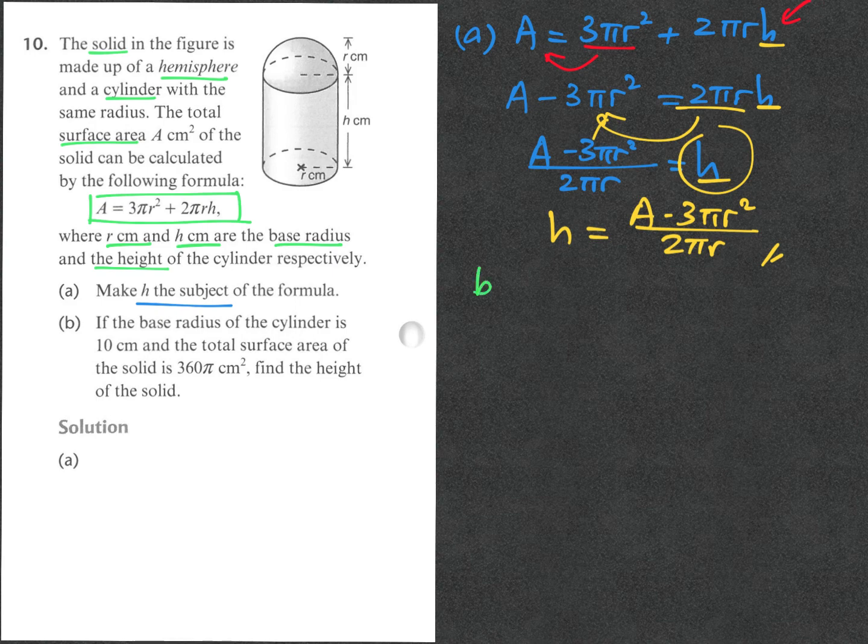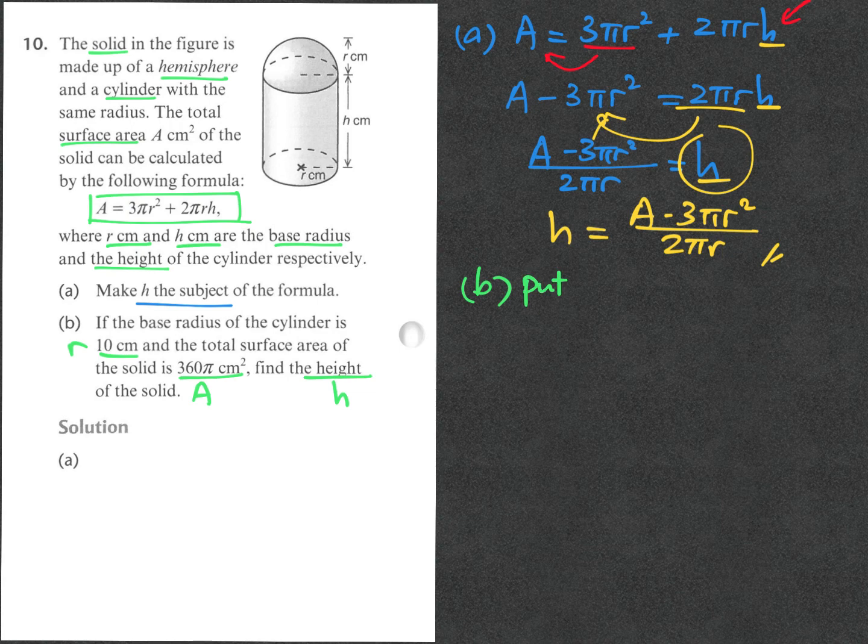Next, we come to part B, which is talking about if the base radius is 10, that means it's about r, and the total surface area, that is your A, is 360 pi, and you want to find the height, which is h. When you study the question, do remember to write the labels. So r is 10, 360 pi will be the value of A, etc. It helps you to do the substitution in an easier way. Now let's start doing the question together.